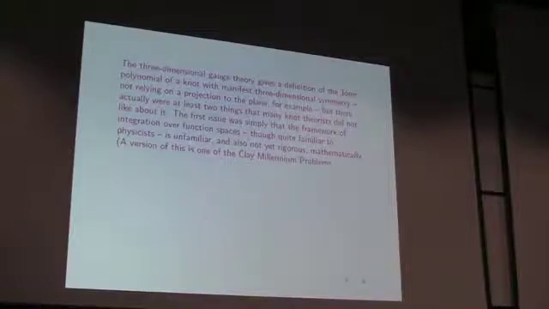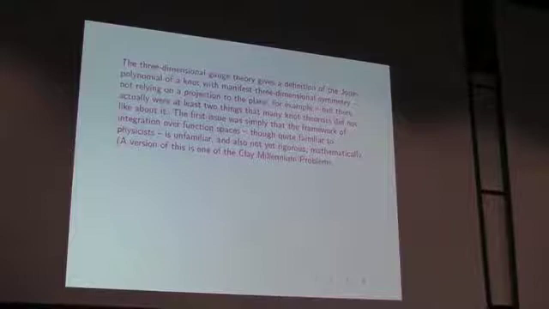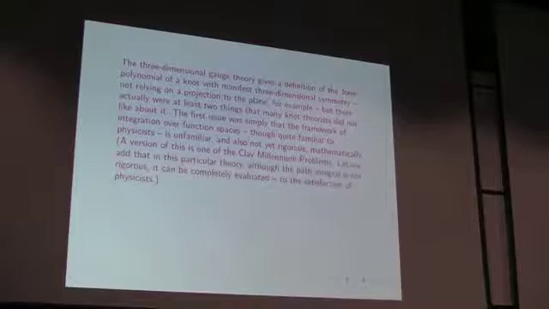Now, the 3-dimensional gauge theory gives a definition of the Jones polynomial, or at least it gives a formula for it at an infinite discrete set of roots of unity with manifest 3-dimensional symmetry. We didn't a priori make any choice of a projection to a plane, for example. But there actually were these 2 things that many non-theorists didn't like. So, one I've told you already, the framework for integration over function spaces is more or less the way particle physicists make a living, but it's kind of unfamiliar to mathematicians. So a version of that, as I mentioned, is one of the Clay-Millennium problems.